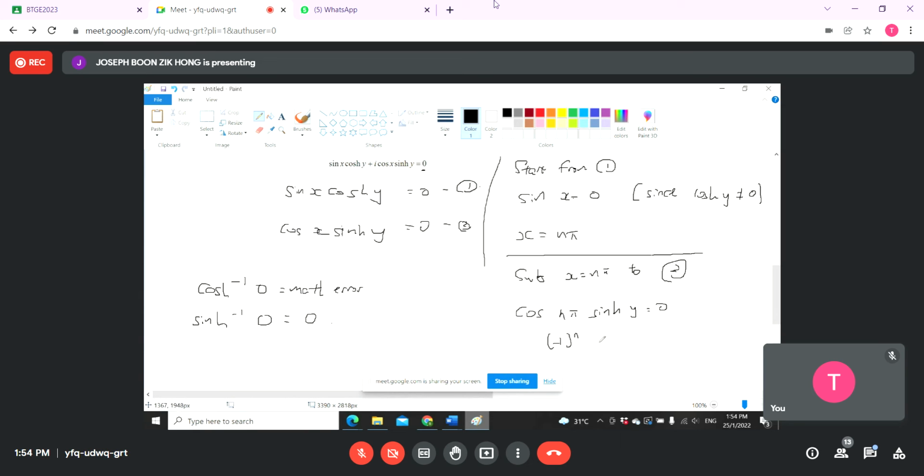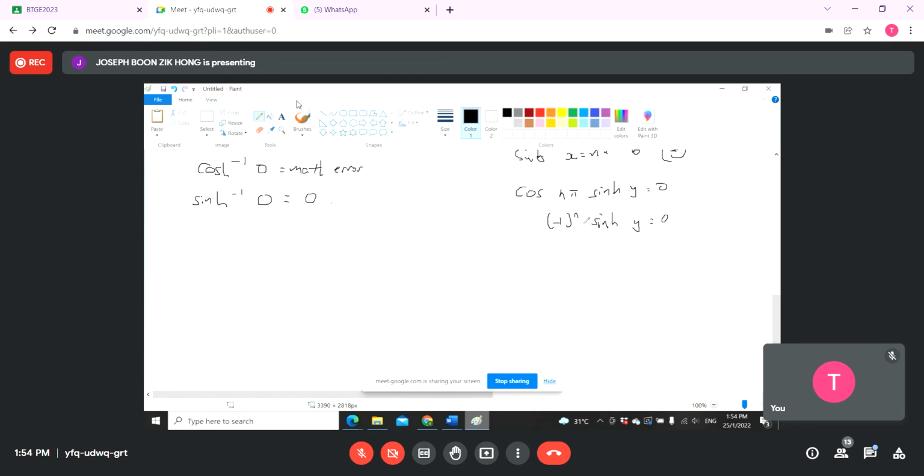Okay, so sine hyperbolic y equal to 0. So -1 power of n moves here. 0 divided by anything except 0 will get 0. So that means sine hyperbolic y is 0.